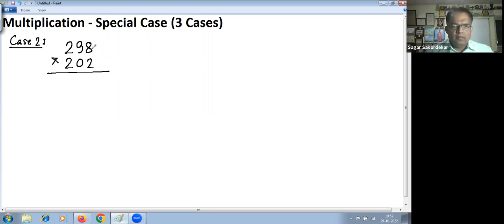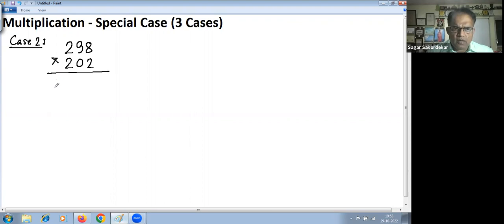See here, the meaning of case 2, or second special case, is that the sum of the last two digits of the numbers, that is this, is 100. Case 1 was this sum was 10, here 98 plus 2 is 100 and the other part is common. If you just consider the last two digits of a number, the addition of those two numbers should be 100 and the other digits should be common. Here the only other digit is 2 and that is common.